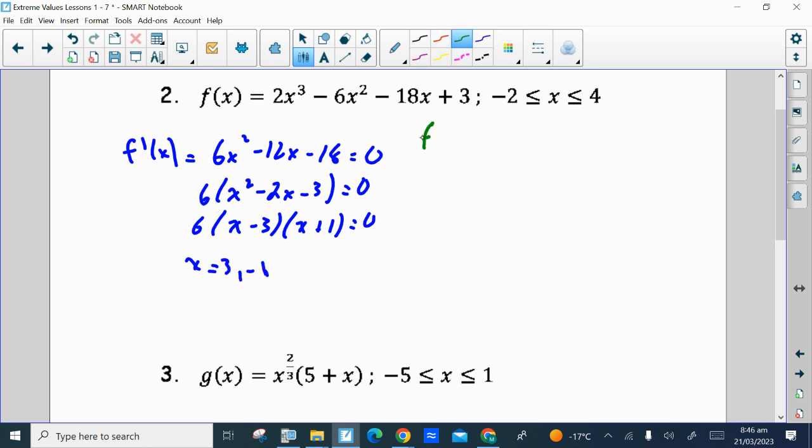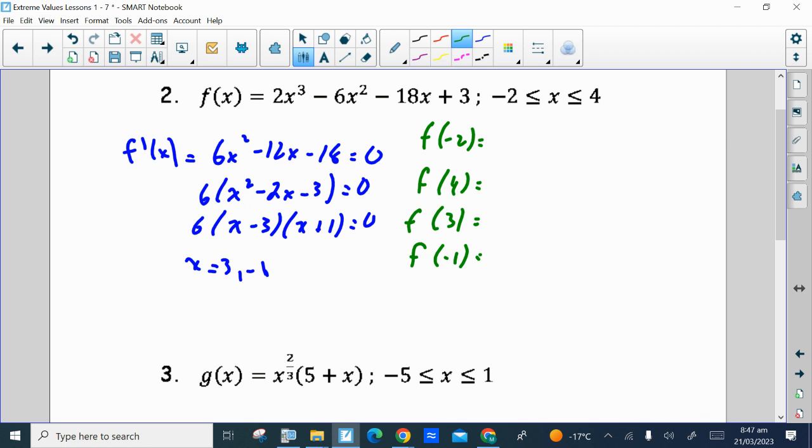So again, we need to find the value of the function at the endpoints, f at negative 2, f at 4, and also the two critical numbers, f at 3 and f at negative 1. So again, you would plug these values into the original function. They are points on the graph of the original function.